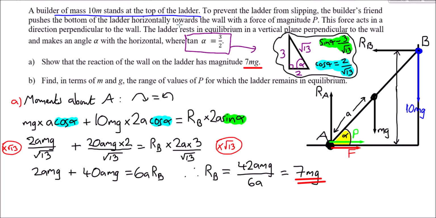Finally, for part B, we have to find, in terms of m and g, the range of values of P for which the ladder remains in equilibrium. So this is a bit harder to get our heads around. What we need to do here is work out what the maximum friction would be. And to do that, we need to work out what the reaction from A would be.